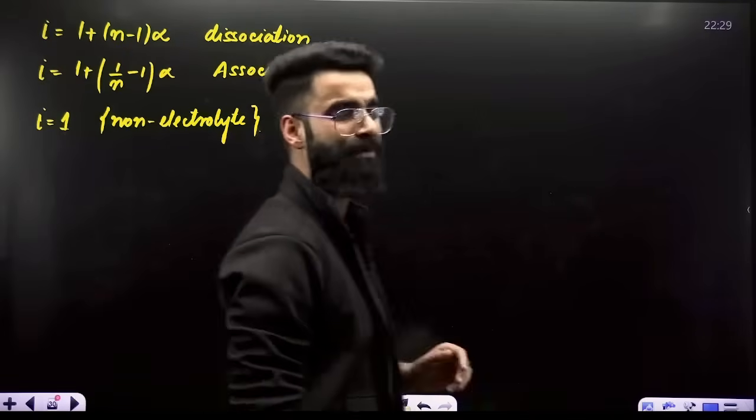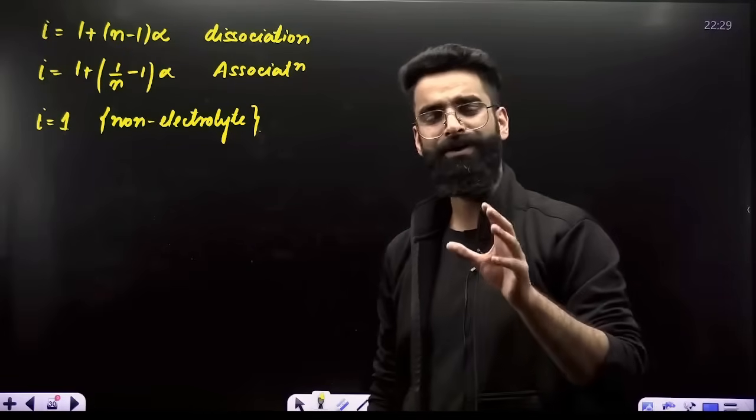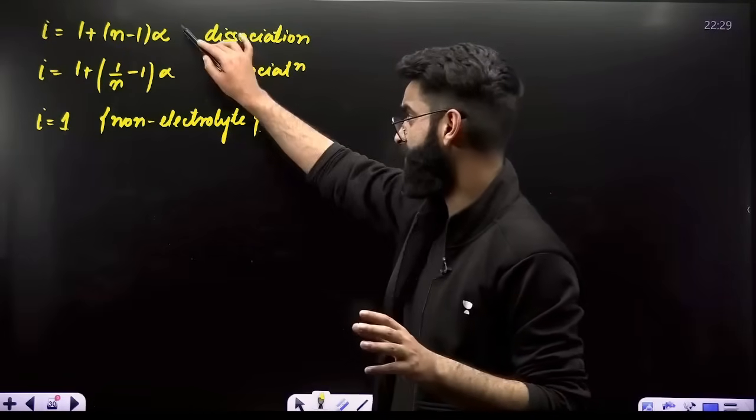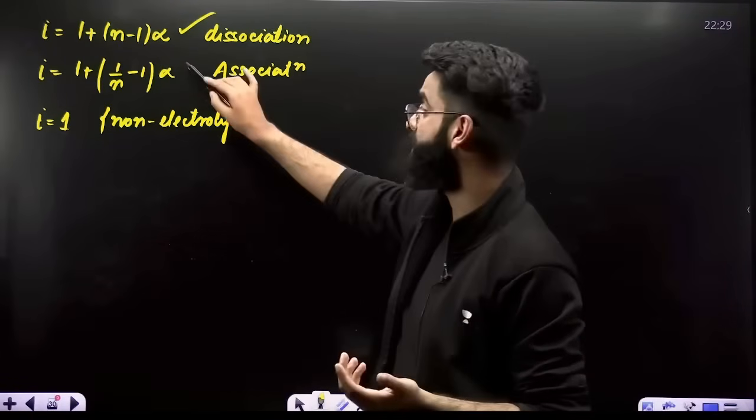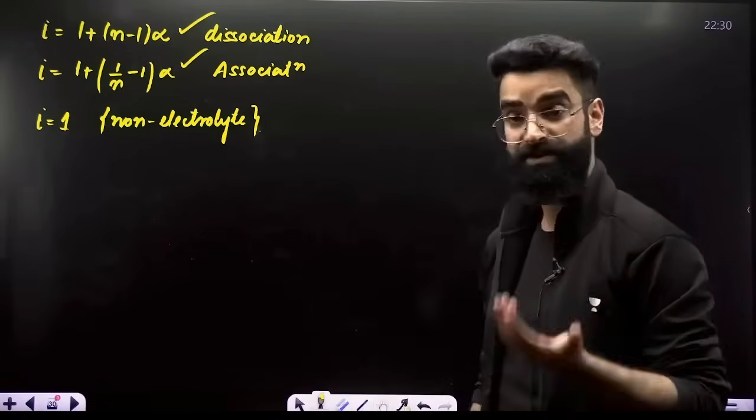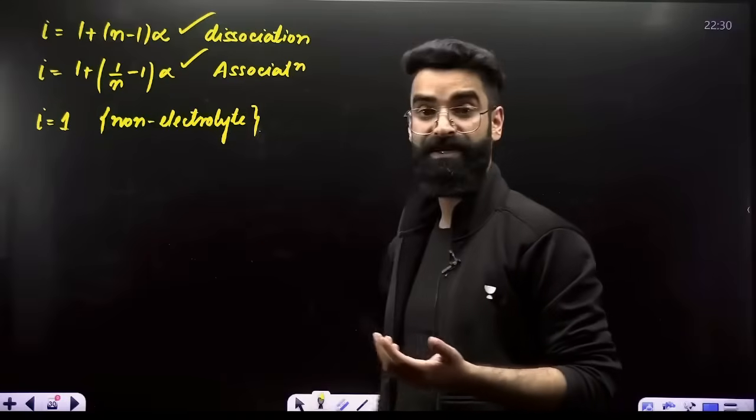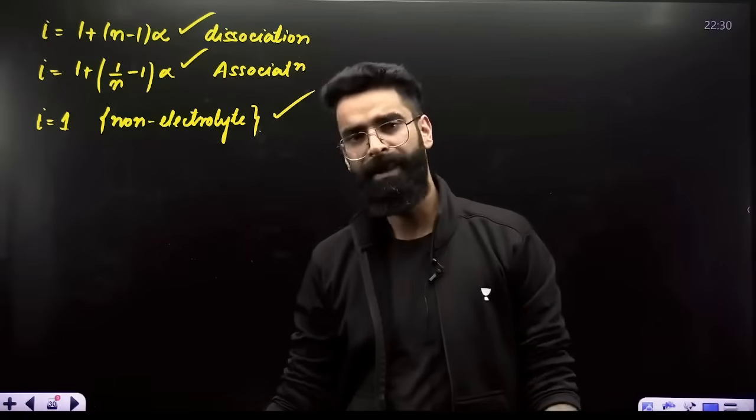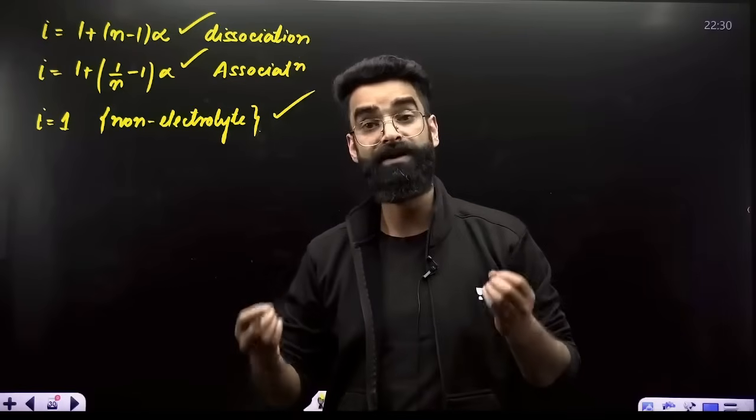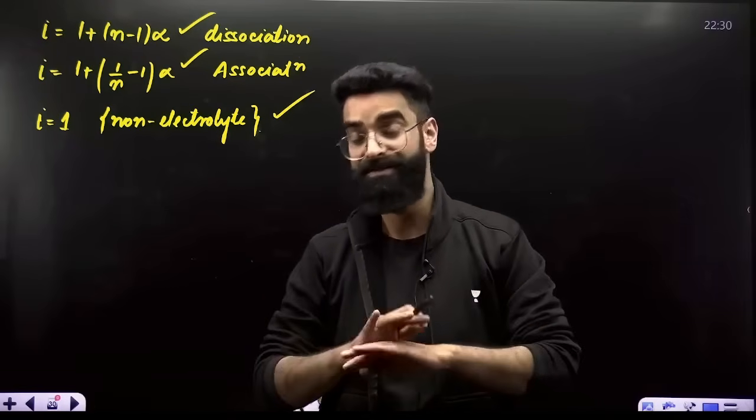Similarly, how do you calculate the Van 't Hoff factor? Right, for that electrolyte which undergoes dissociation, this is the formula: 1 plus (n minus 1) alpha. How do you calculate Van 't Hoff factor for the electrolyte which undergoes association? 1 plus (1 by n minus 1) alpha. And for a non-electrolyte, what is the value of alpha? Alpha value is 1. So these are the only formulas from which the questions will be asked, nothing else.